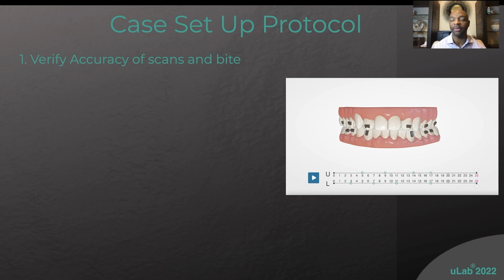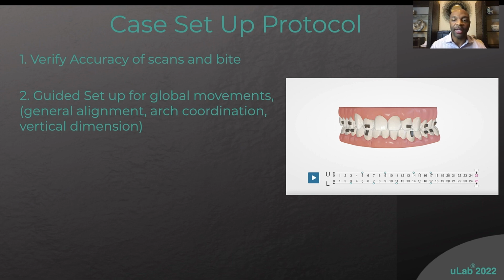So the first thing is, again, just verify that all of the information that you have put into uDesign is accurate. The second thing that I do, after I verify that everything is good and where it needs to be, is use guided setup to do a lot of the global gross movements. I'm coordinating the arches, getting the initial alignment, about 95% of it, out of the way. I'm leveling curves of Spee, intruding teeth, all of the big movements. And you'll see that through the AI, guided setup makes this process extremely easy and extremely fast.